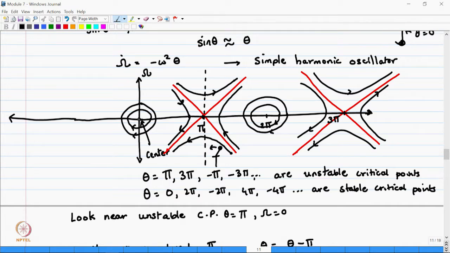We called these points, the 0, 2 pi, etc., centers. These are called centers, because the trajectories never approach them. They are centered: they are periodic orbits around this center. Whereas these pi, 3 pi, etc. are what are referred to as saddles. We will see exactly how you define them. There is a good reason for calling it a saddle. It has to do with the eigenvalues and eigenvectors.